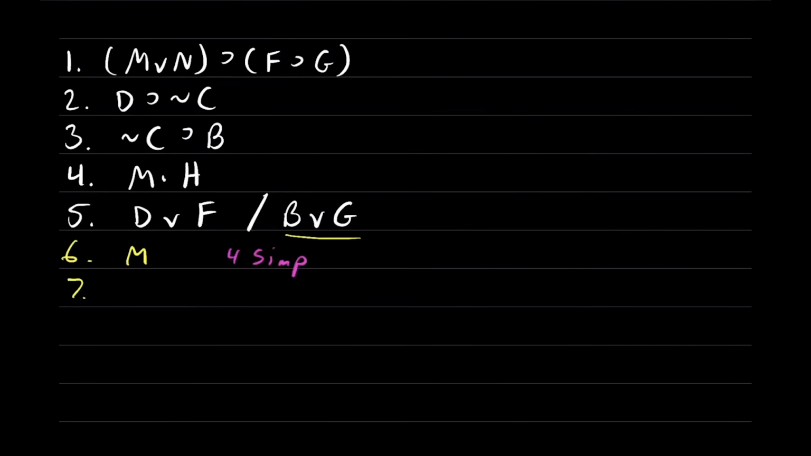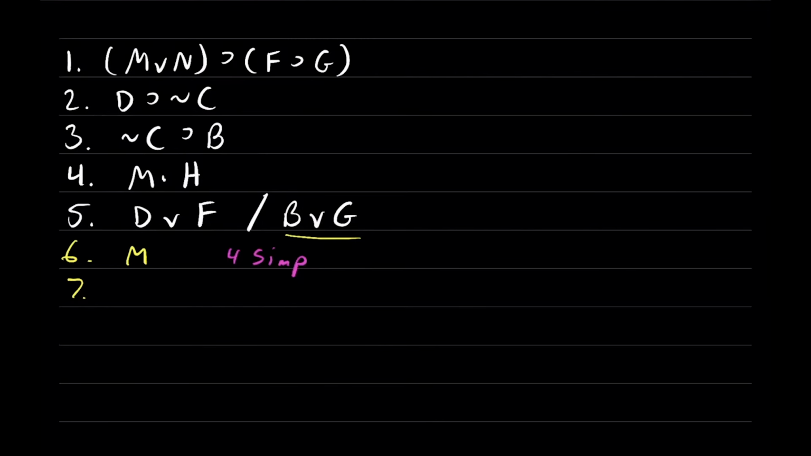This next step might require a little bit of inspiration, a little bit of insight, a little bit of pattern recognition. I noticed that on line 1, we've got a conditional: if M or N, then F implies G. So if we can get M or N, we can do modus ponens on that. Well, how can we get M or N, then? That should be the question that you ask yourself.